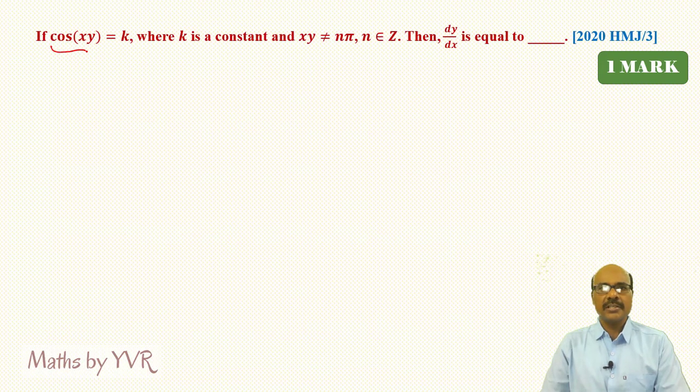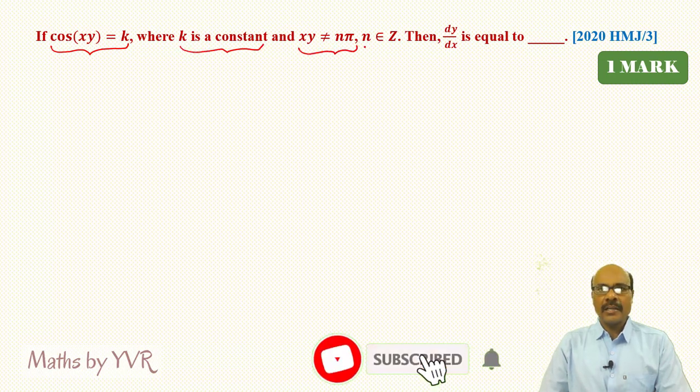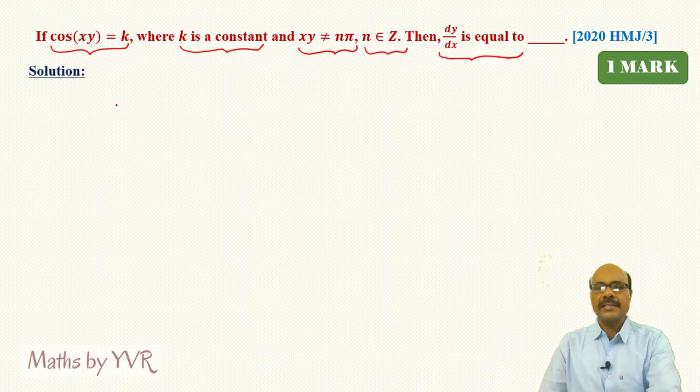Look at this first question. If cos of xy is equal to k, where k is a constant and xy not equal to n pi, where n is an integer, then find dy by dx. Let us discuss the solution for this one.